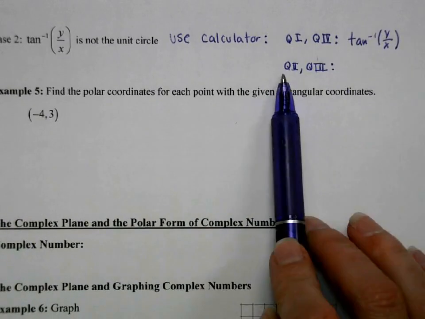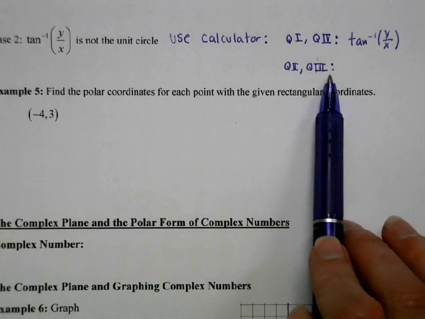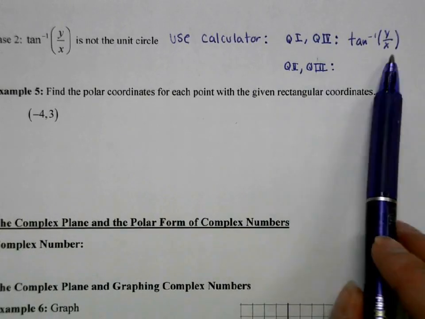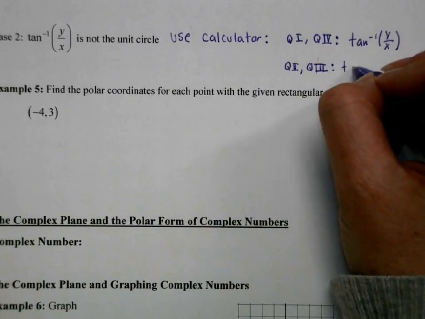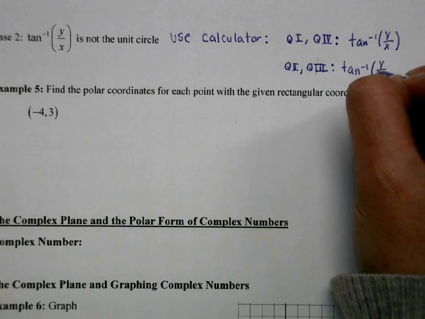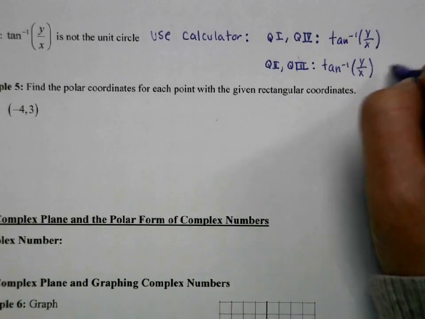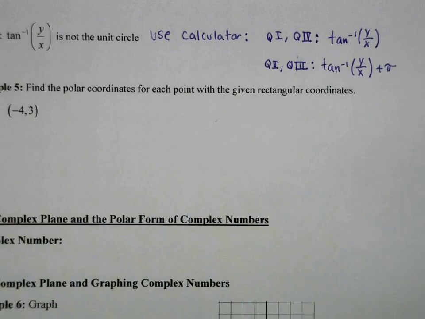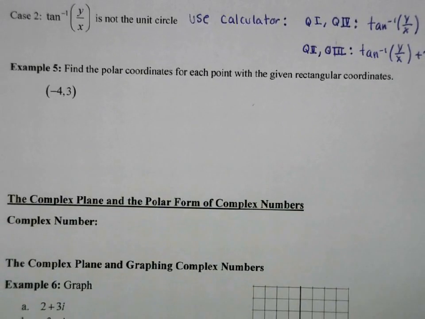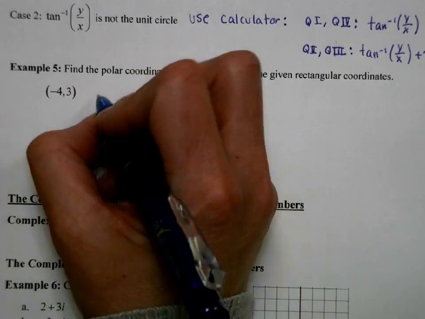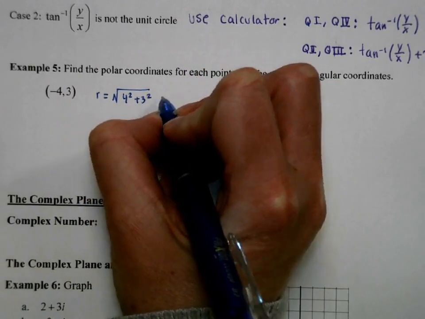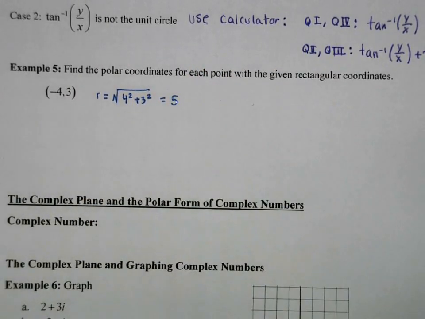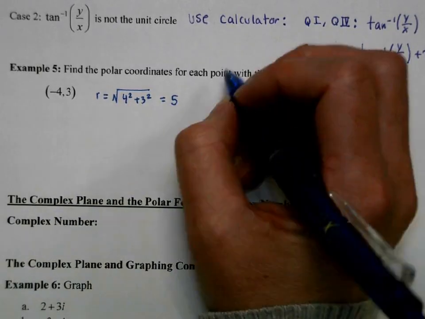The good news is we know that the period of tangent is pi, so we can take whatever our calculator gives us, which will be in either the first or fourth quadrant, and add pi to that to get to our second or corresponding third quadrant angle. So let's look at that here. Our r is going to be the square root of 4 squared plus 3 squared, which we all know is a 3, 4, 5 triangle, so 5. Our theta is going to be the tangent inverse of 3 over negative 4.